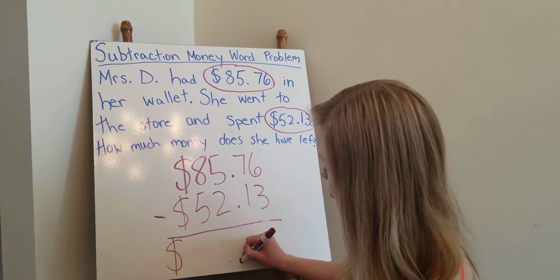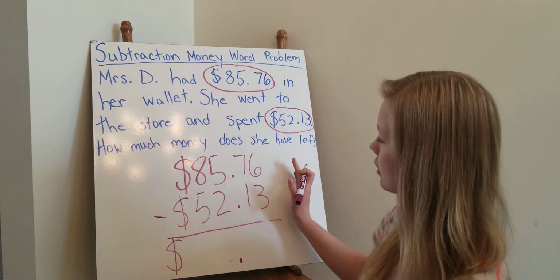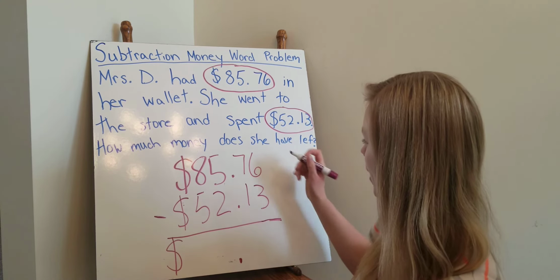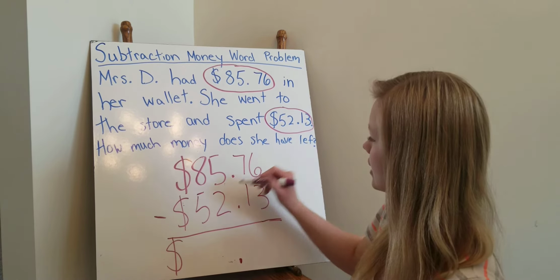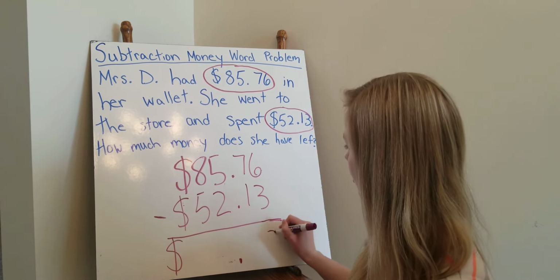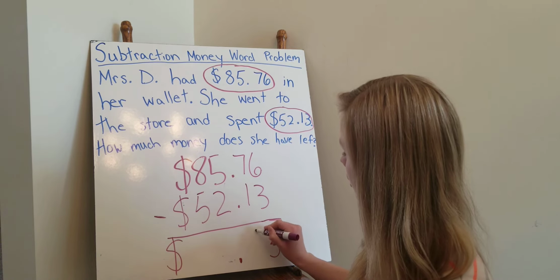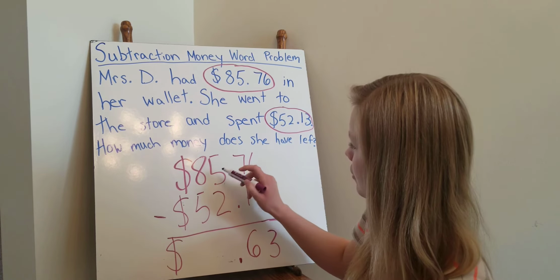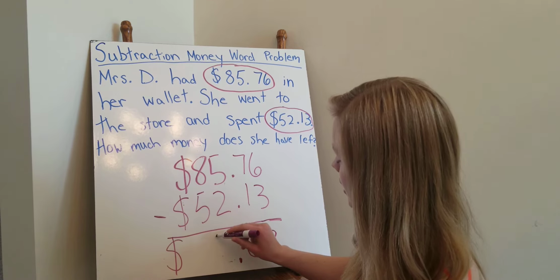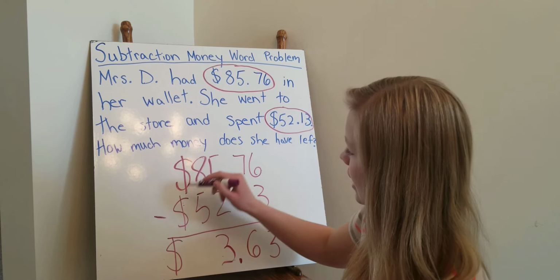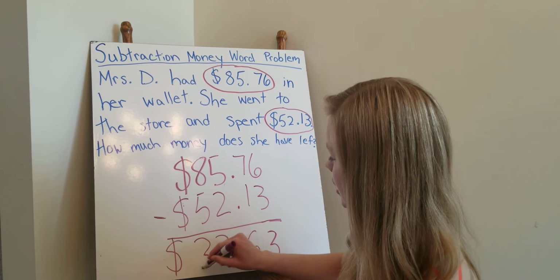Okay, when we add or subtract with multiple digits, we always start on the right. So we're going to start way over here, and we're going to do 6, take away 3, and we get 3. 7 take away 1 is 6. 5 take away 2 is 3. And 8 take away 5 is 3.